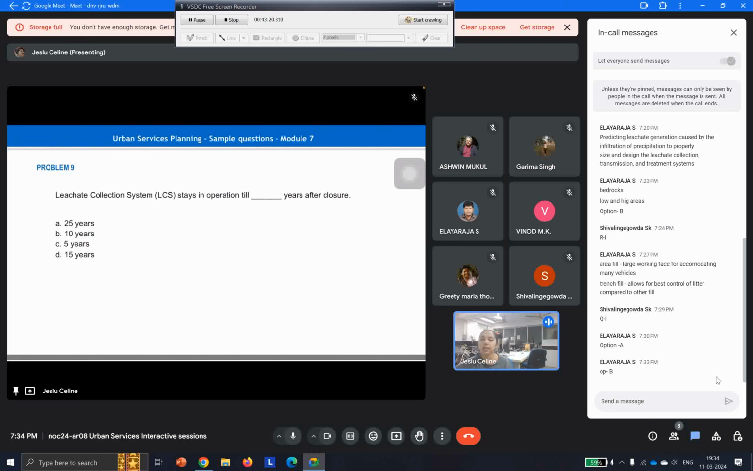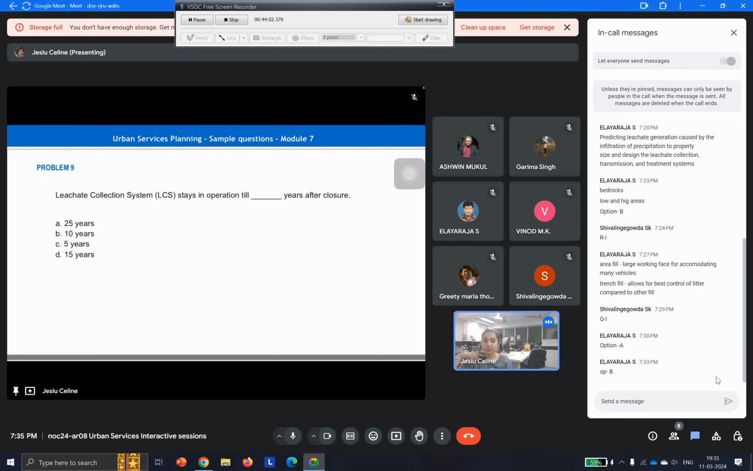Problem 9. Leachate collection system stays in operation till dash years after closure. A, 25 years; B, 10 years; C, 5 years; and D, 15 years. So the system has to still remain in operation. And why does the system have to still remain in operation? Because even when the site is closed, the leachate can seep down, or it will be there in the ground. So in order to ensure that the leachate does not contaminate the groundwater, the system should be in place even when the landfill site is closed.